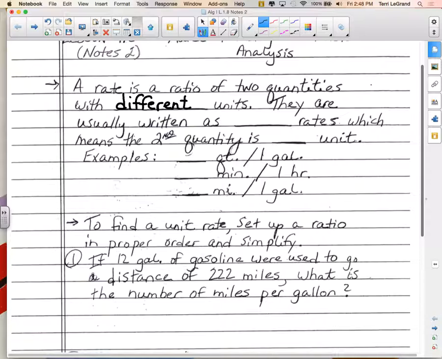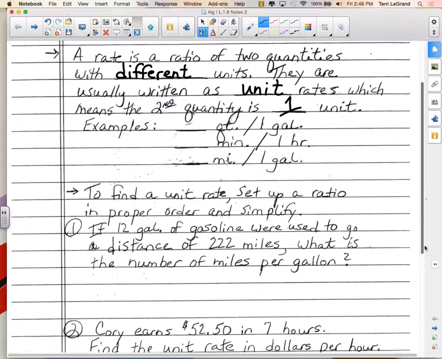And they are usually written as, typically how are they written? Unit rates. And in a unit rate, the second quantity is what? One unit, one. So when we write it as a unit rate, it's per 1 unit. There's only one in our second comparison. Our second number is a 1 of something, okay? Here are some examples. How many quarts are there for every 1 gallon?